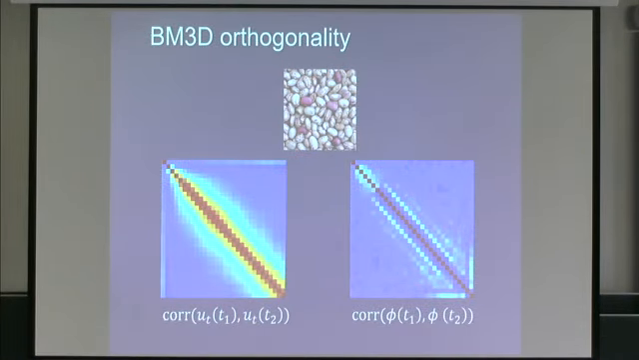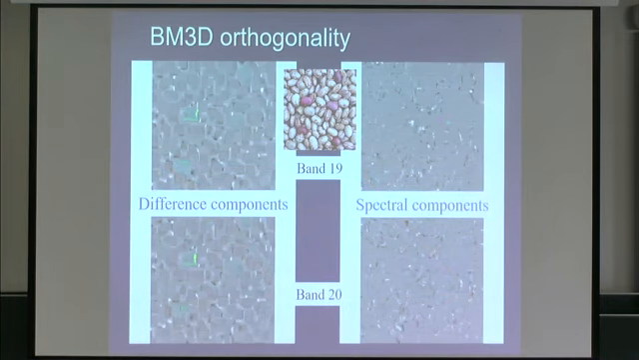So what happens to BM3D, this spectral decomposition? This is the difference. It's less than TV, but it's still here. The correlation is not perfect, but it's still much better, I would say. And this is how the components look. These are the difference components, which are quite highly correlated, and the spectral components are less.